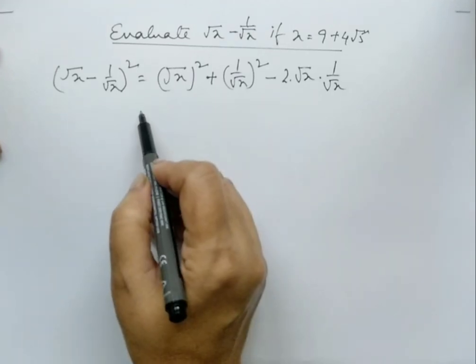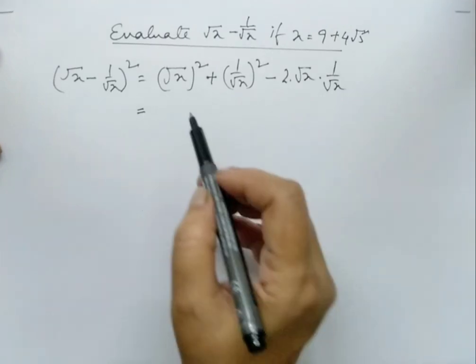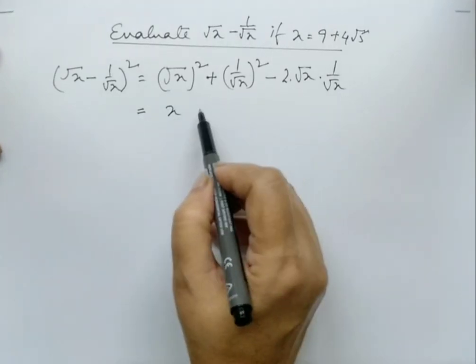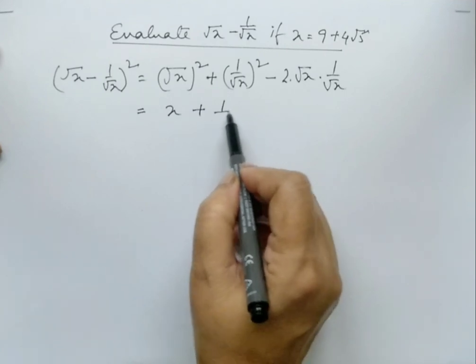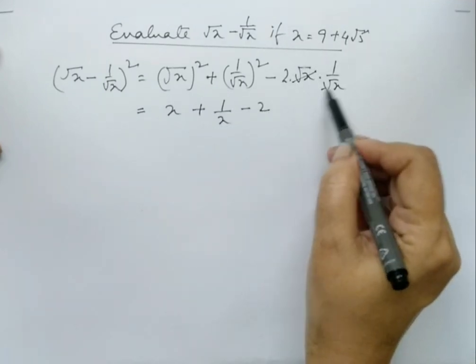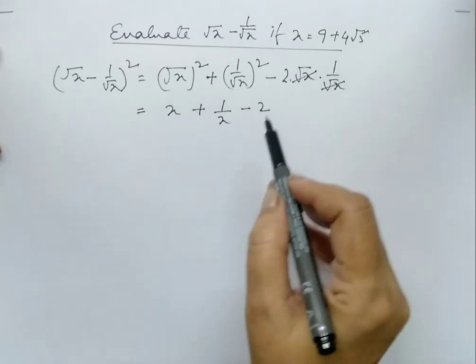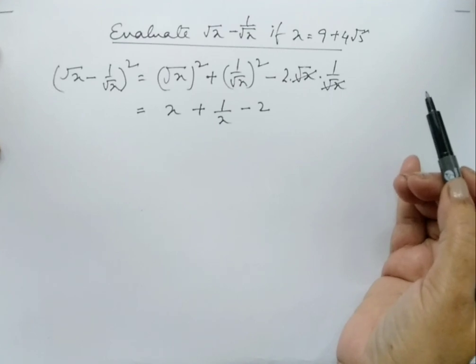The obvious thing we have to do after this is to simplify this, isn't it? So let me do that. So 1 upon x and minus 2, because these two get cancelled. Now there is a stopover over here. What do we do next?